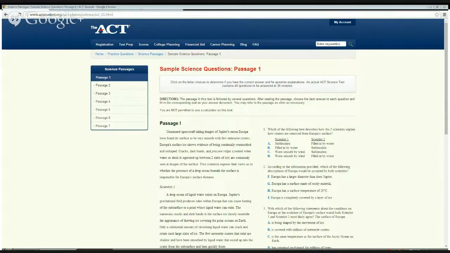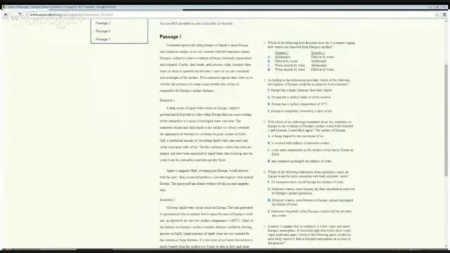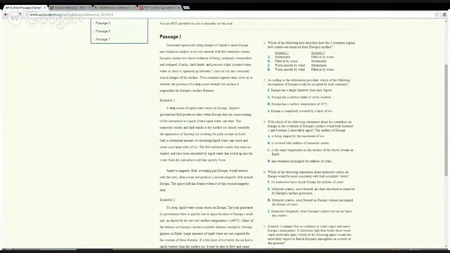Science, no. Okay, so I'm not going to read these whole passages, but I will just go through really quickly. You can see that it gives you a little overview here of what we're going to be reading about. They're talking about one of Jupiter's moons and whether or not there is an ocean underneath the ice that covers the moon. And so we're going to have two different viewpoints on whether there is an ocean and why or why not that would be.